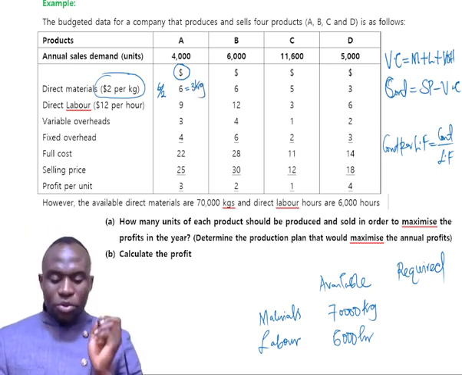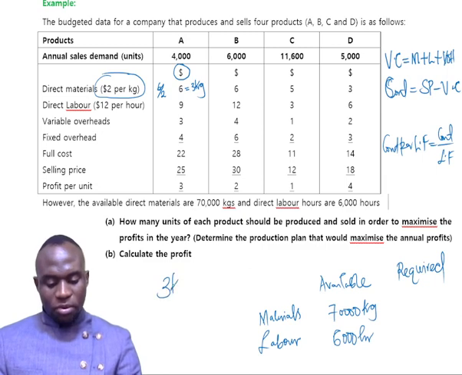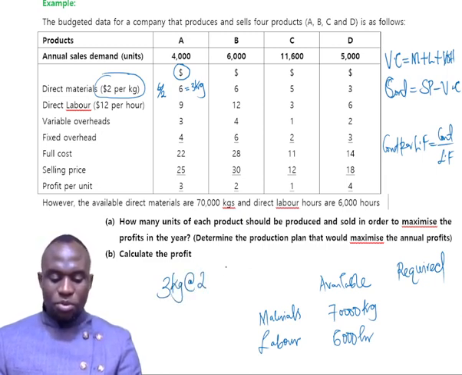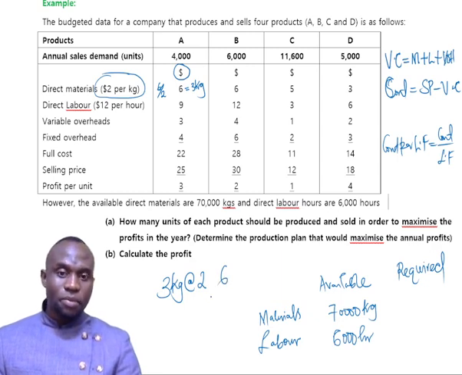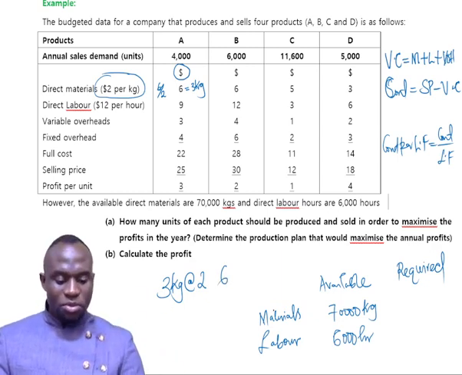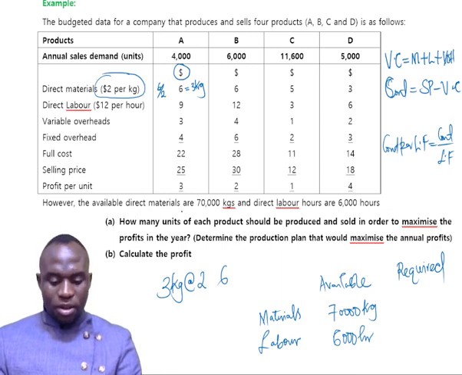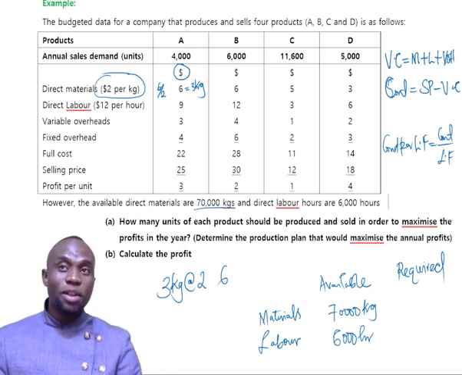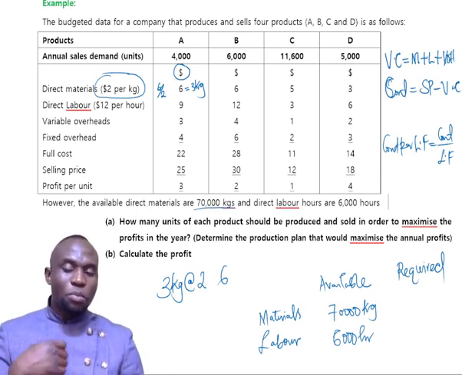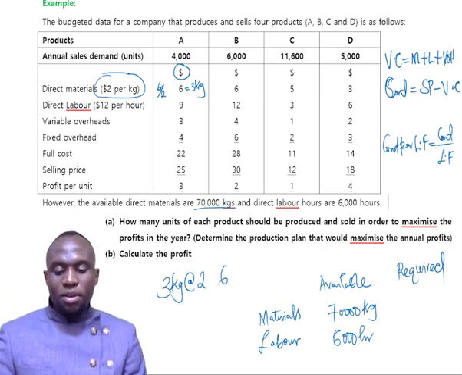So it means to produce 1 unit of A, we need 3 kilograms. But each kilogram costs $2, so the total payment is 6. But we need kilograms, so it is down here. The kilograms available are 70,000 kilograms. So to produce each unit of A, we need 3 kilograms.